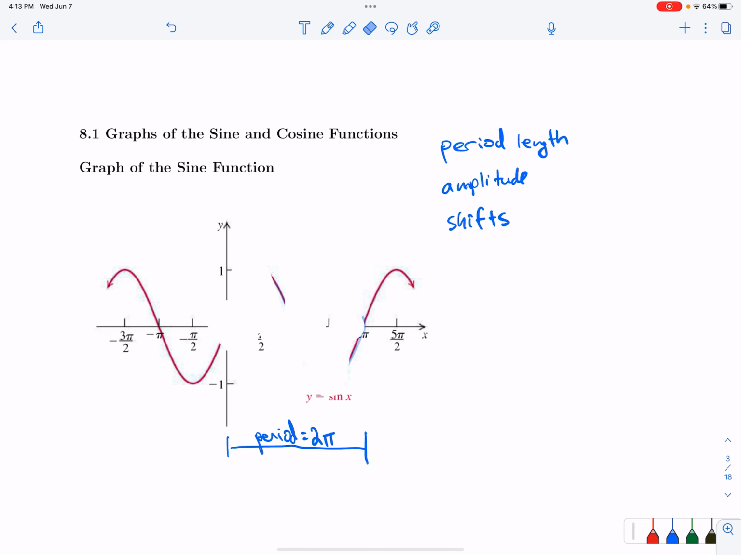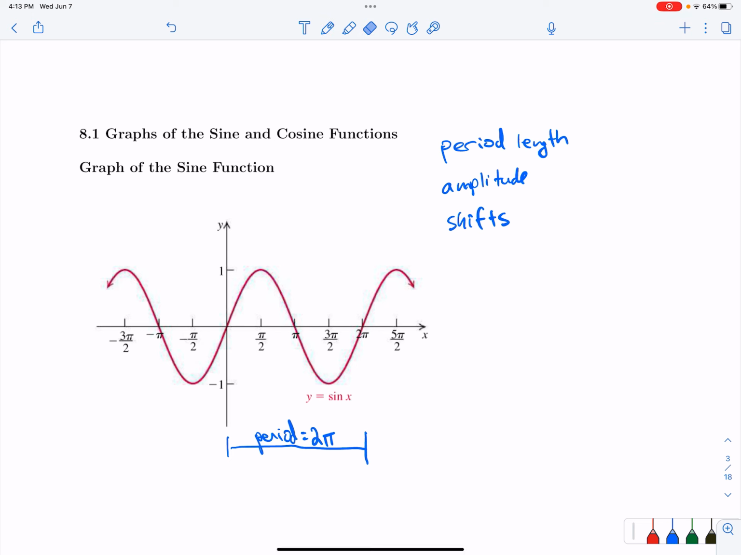Now, we could have started somewhere else. We could have started maybe down here at negative pi over 2. If I trace the curve, I start to repeat again at 3 pi over 2. And that distance, again, from here to here is still 2 pi. So the period length here is 2 pi for the parent function for the sine curve.